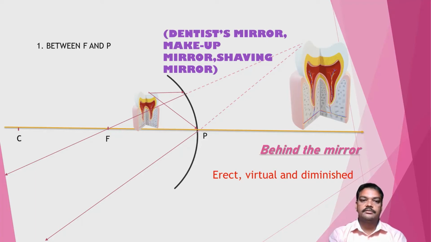Diverging light rays would not meet. So no real image forms on the left side of the mirror. But these diverging light rays appear to come from a point behind the mirror. That gives an illusion that the tooth appears bigger inside the mirror.